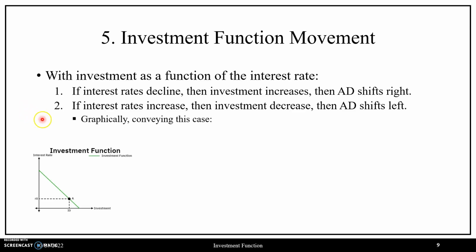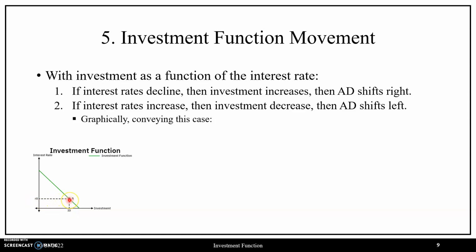Where to graphically convey this case of interest rates increasing, here we have our investment function, in which interest rates is going to be on the vertical axis, investment is going to be on the horizontal axis. We have our downward sloping investment function, and in terms of firms, they're currently at point A, investing a level of I naught at the going interest rate R naught.